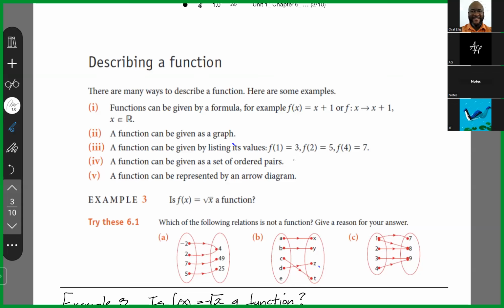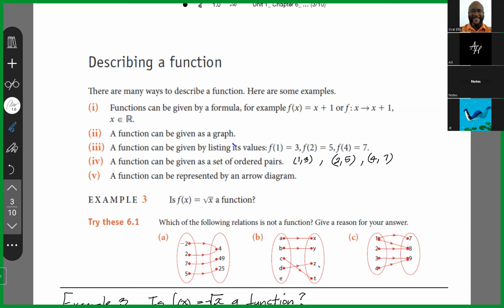So the ordered pairs would be like 1, 3, 2, 5, 4, 7. Those are your ordered pairs. The first element in the ordered pair is the domain element. The second element in the ordered pair is the codomain element or the range element. Now, a function can be represented by an arrow diagram. We're all familiar with that.